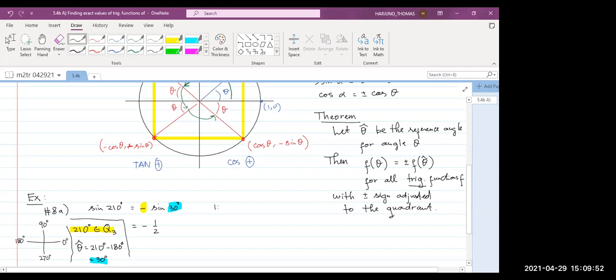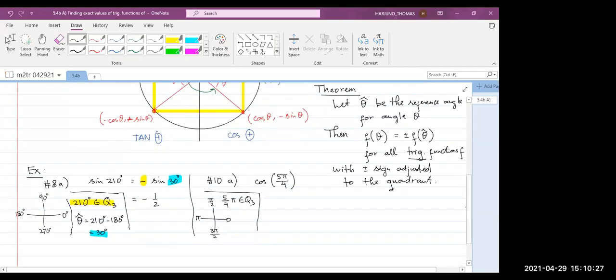Number 10, A. Cosine of 5 pi over 4. Now 5 pi over 4 is in quadrant 3. Again, the cutoffs in radians will be 0, pi over 2, pi, 3 pi over 2. Now 5 pi over 4 is more than 1 pi but less than 1.5 pi, right? That's how we know it's in quadrant 3.